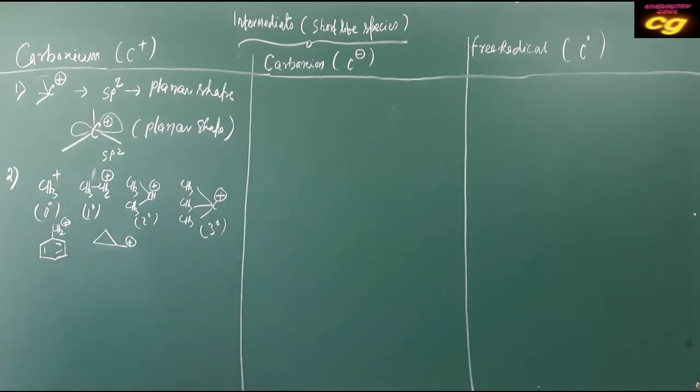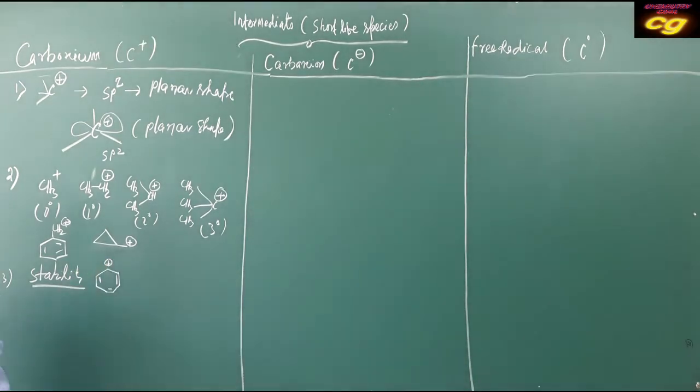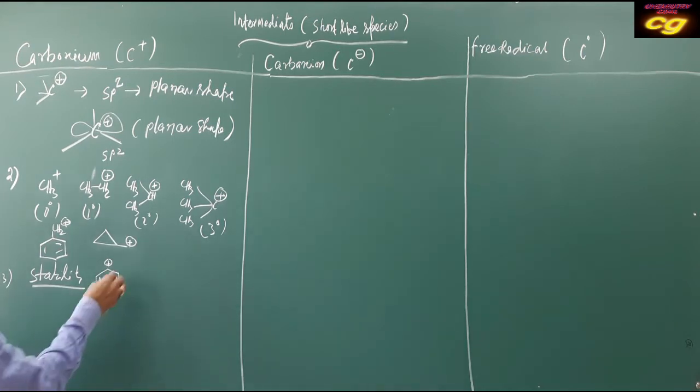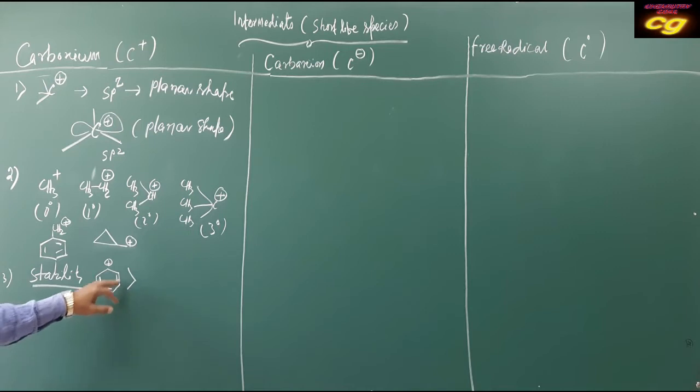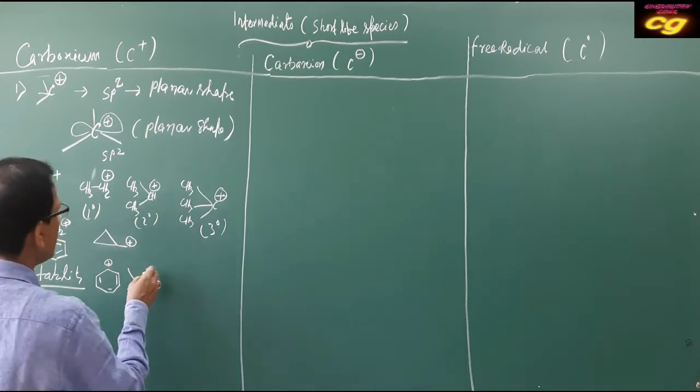Then if you see the stability of carbocation, the stability order is, first, the very important one is this one. This is called the tropylium carbocation. This is highly stable due to more number of resonating structures, because pi bond conjugation is more. Pi bond conjugation is more, that's why resonance structures are more. Stability is more.